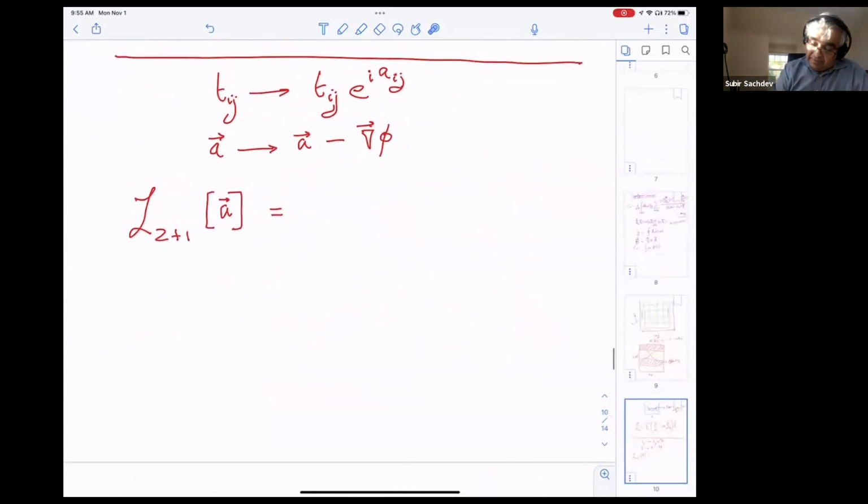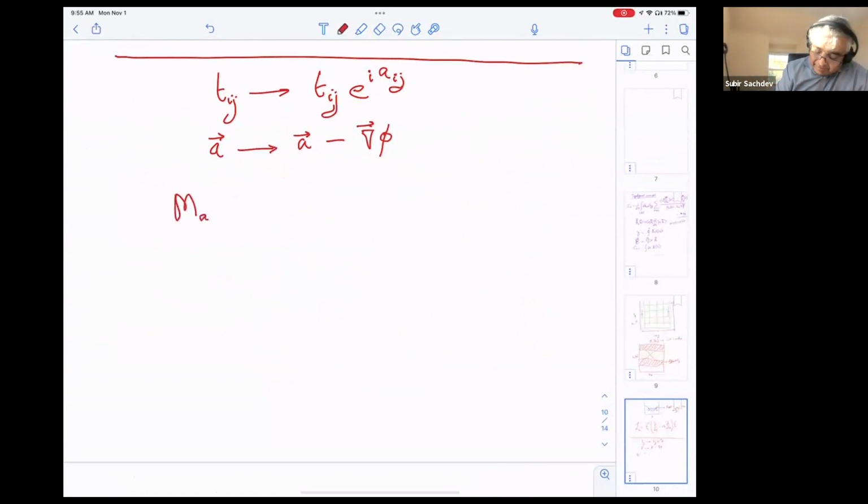So let me see. Yeah, let me erase this because this will come later. So what happens when I make this change is that M_AB of k, the matrix M_AB of k, goes to M_AB of k plus A.